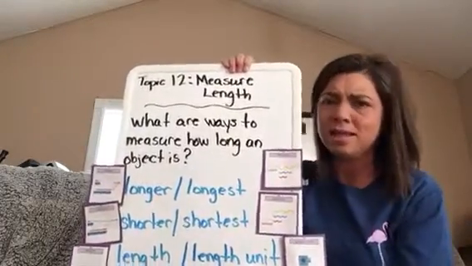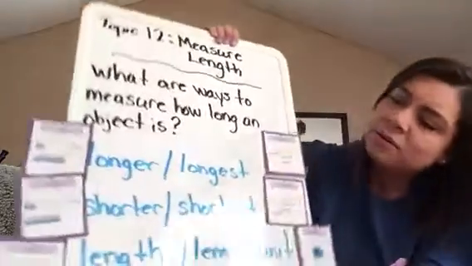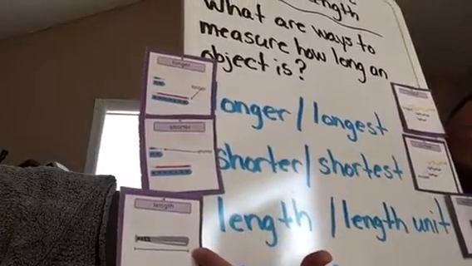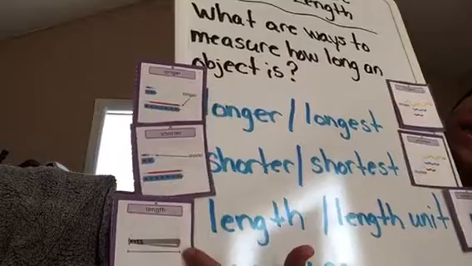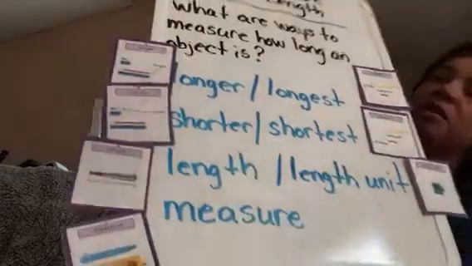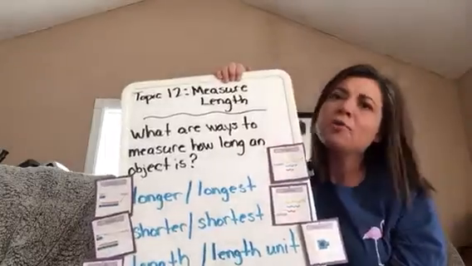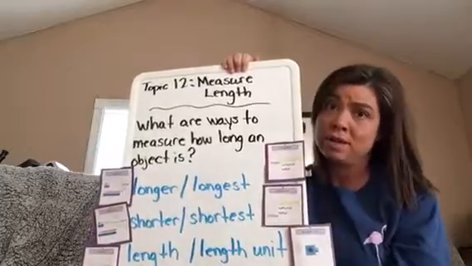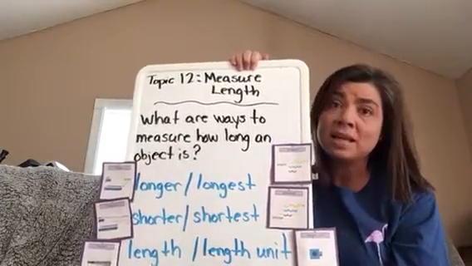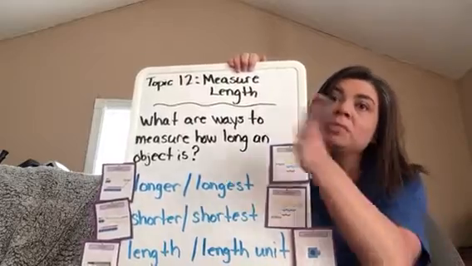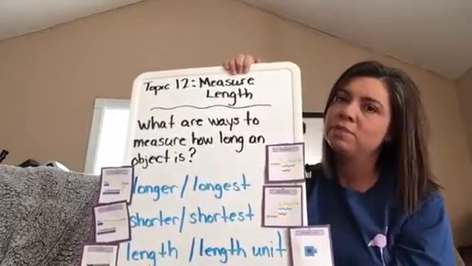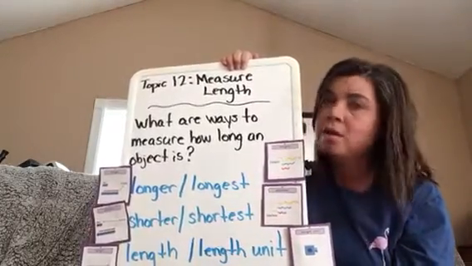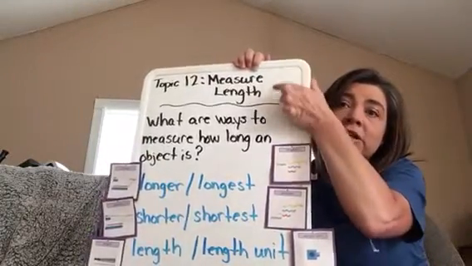Now we use the word length a lot, but what is length? Length is measuring the distance from one end of an object to the other. So length is talking about how long or how short something is from one end of the object all the way to the other end. When you want to measure the length, you start at the beginning of an object and then measure it all the way to the end of the object. Now, our essential question says, what are ways to measure the length? Because that's what we're talking about, measuring length.